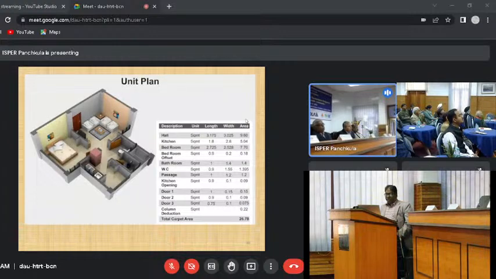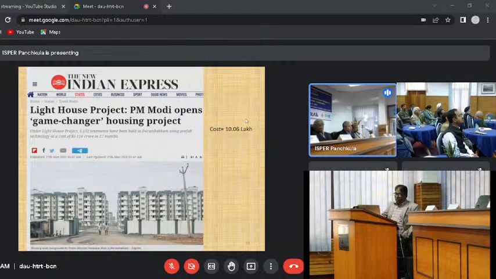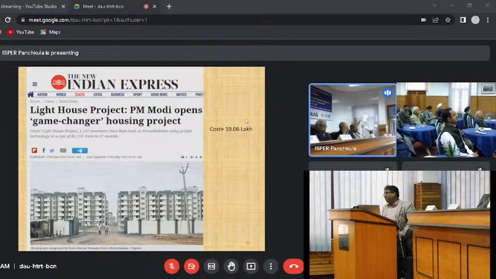This is the unit plan, with all the expressions, length, width, area, and unit given. And this is the newspaper, the Indian Express, on the Lighthouse Project. It is a game-changer housing project. What is the cost of this whole project? 1,152 dwelling units have been created using 116 crores. So roughly you can see that comes to 10 to 11 lakhs.